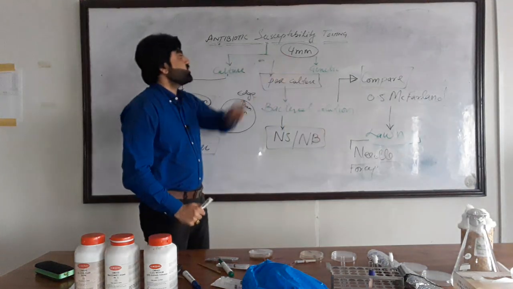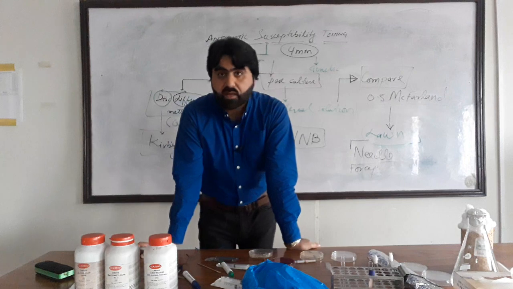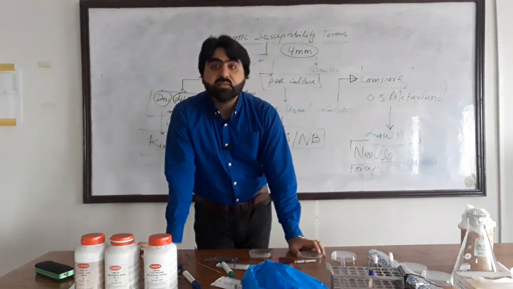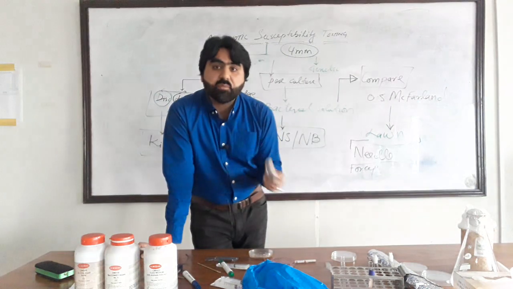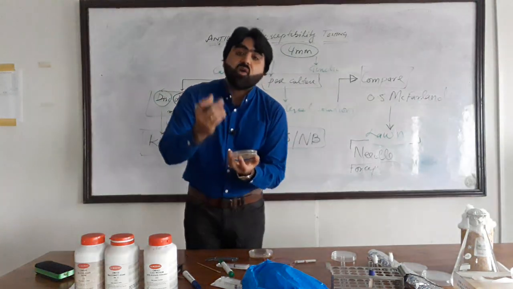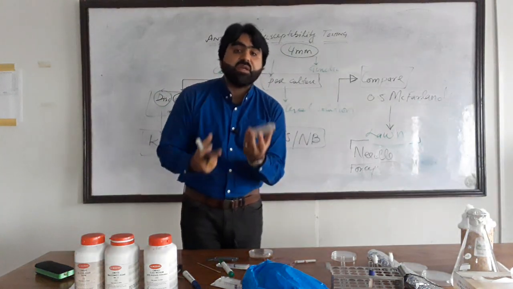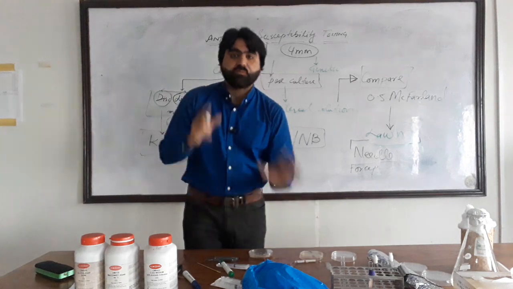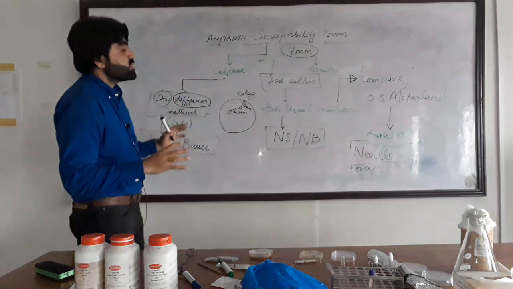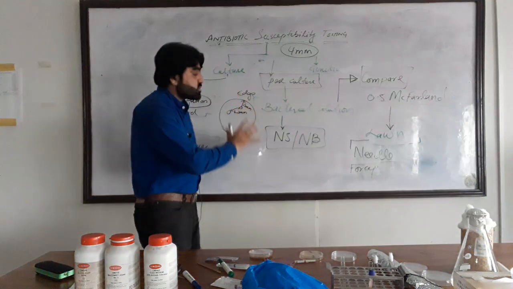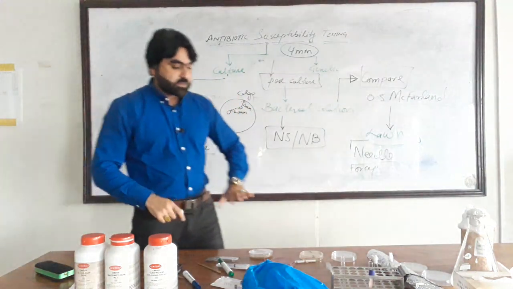Therefore, the depth of the Mueller-Hinton agar is very important, and this depth of 4 millimeter can be achieved by pouring 25 ml of media in a standard plate. So, these are the important points, troubleshooting and steps of the antibiotic susceptibility testing.